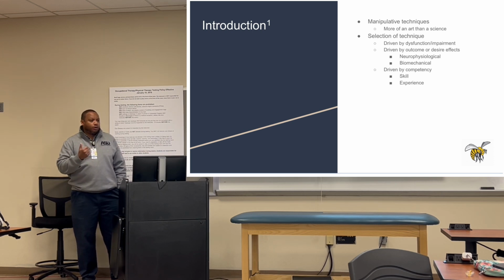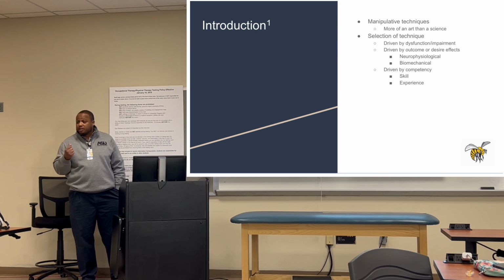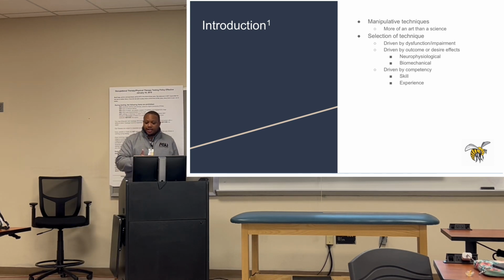So now that impairment of limited shoulder extension is going to drive what technique you perform. So are you going to perform a posterior glide of the GH joint? Are you going to perform an inferior glide of the GH joint? Are you going to perform a superior? Are you going to perform an anterior glide of the GH joint? Also, the selection of the technique is driven by the desired effects or the outcome that you want to achieve.